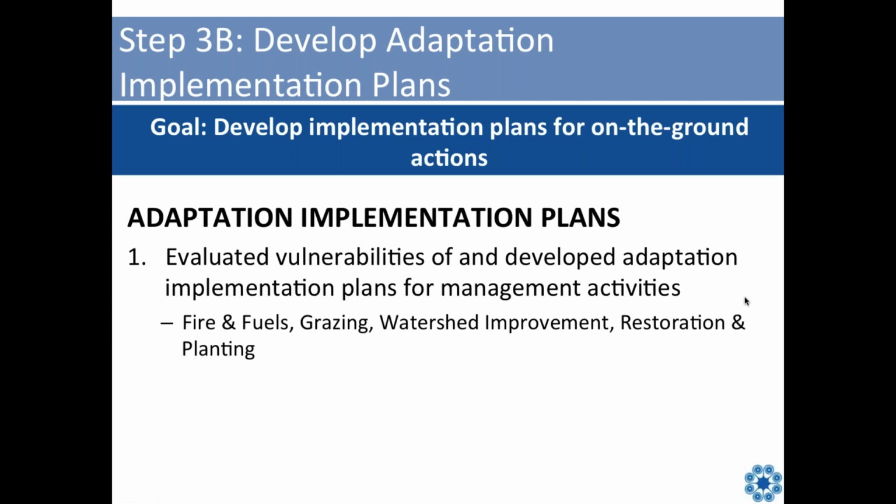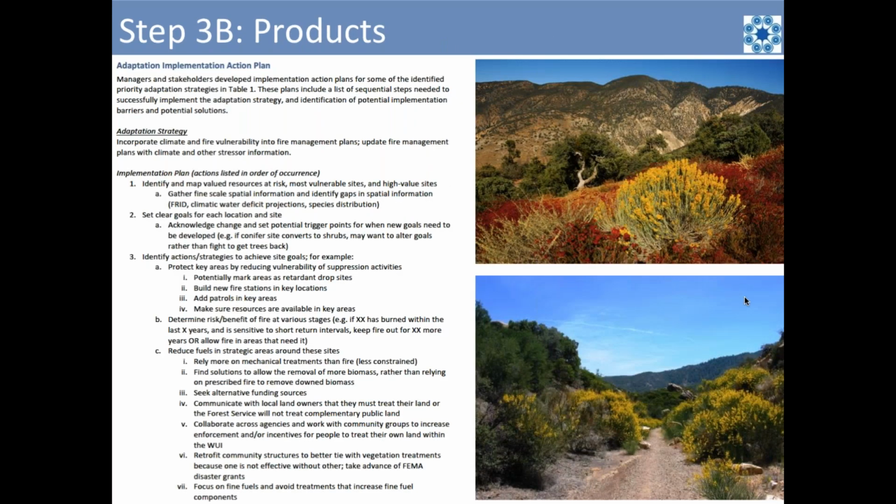And so the first activity that they worked on was to evaluate the vulnerabilities of and develop adaptation implementation plans for four specific management activities: fire and fuels management, grazing management, watershed improvement, and then restoration and planting. So I'm just going to show you what one of the products looks like, a sort of snapshot of this. This is an example of an adaptation implementation action plan for fire and fuels management.